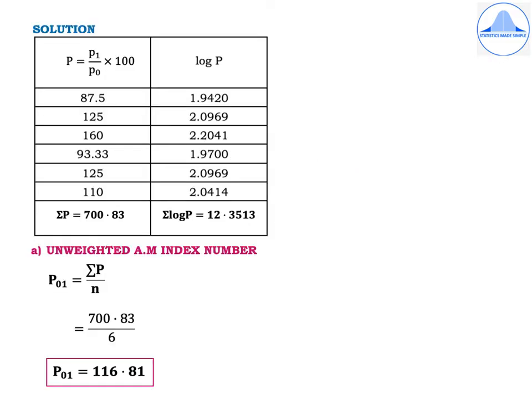Starting with the solution for the unweighted arithmetic mean index number or the simple arithmetic mean index number, and for the unweighted geometric mean index number or the simple geometric mean index number, we first need to calculate the price relative. The price relative is denoted by capital P, which has a formula P1 by P0 into 100. So let's form two columns in the table. That is, first the price relatives, and then in the second column we find out log P, which will be used for unweighted geometric mean index number.